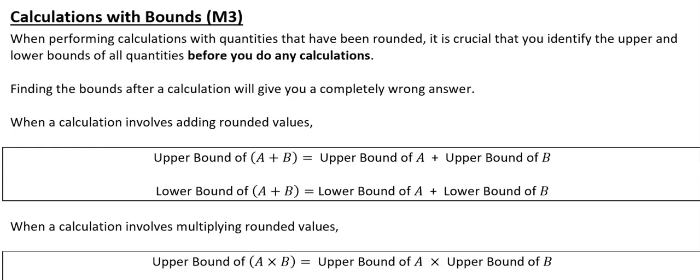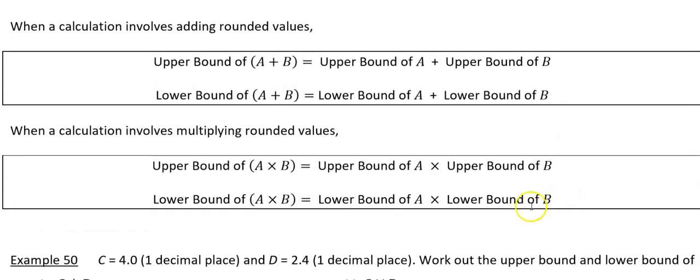So when a calculation involves adding rounded values, if you have two values, a and b, and you add them, the upper bound of a plus b would clearly just be the upper bound of a plus the upper bound of b. And the lower bound of a plus b would be the lower bound of a plus the lower bound of b. So dead easy. For the upper one, you just take both the uppers. For the lower, you just take both of the lowers. Whenever it involves multiplying, it's a wee bit different.